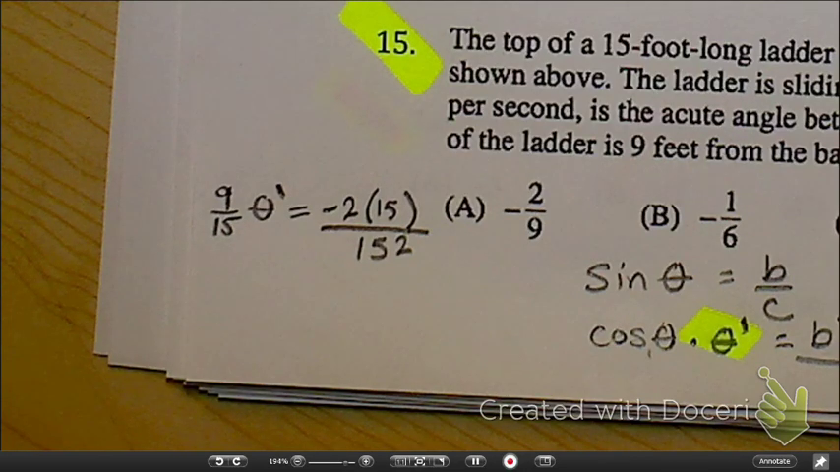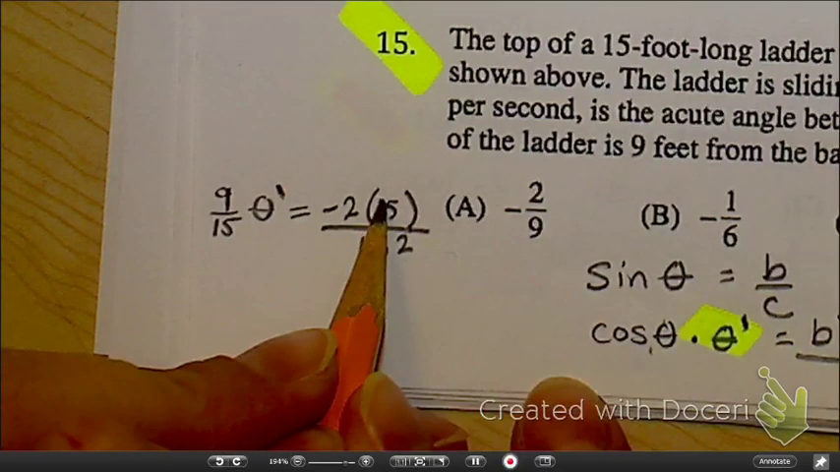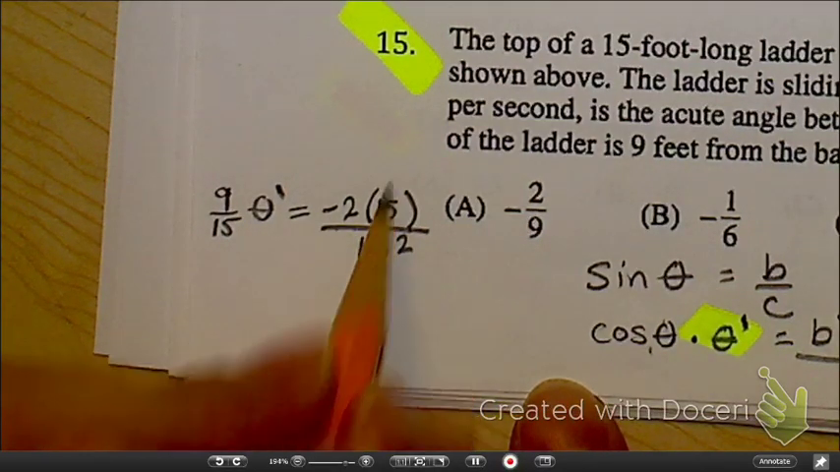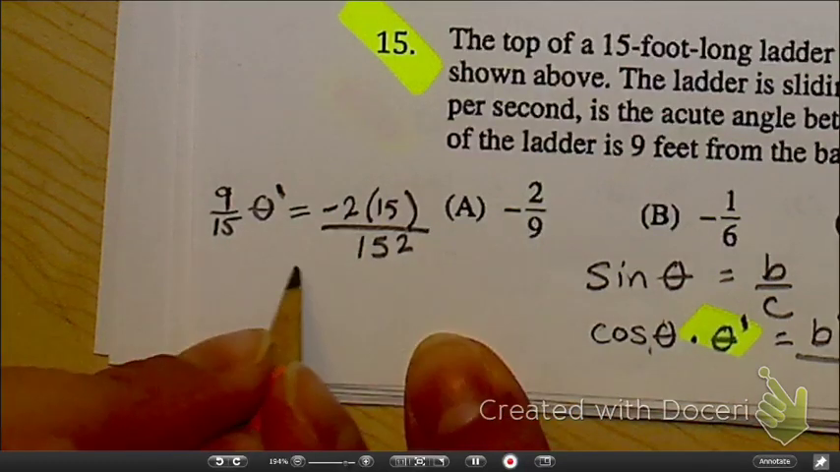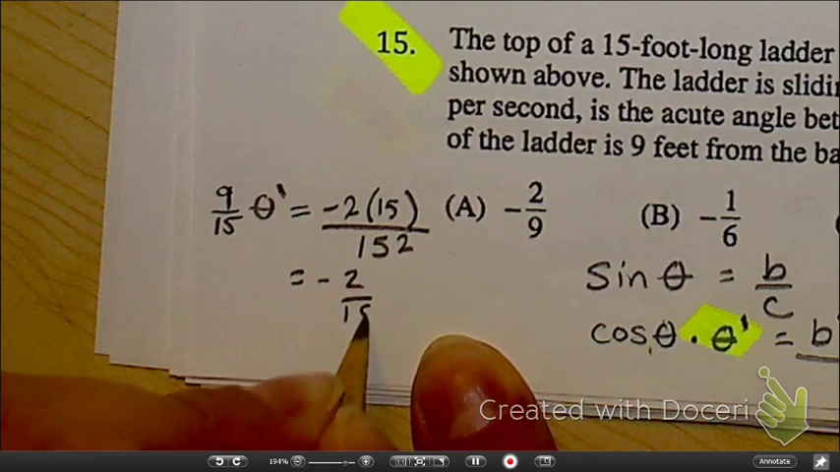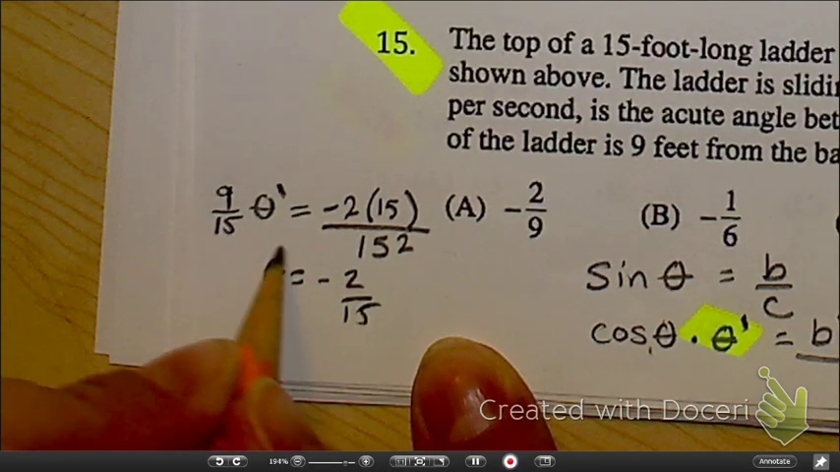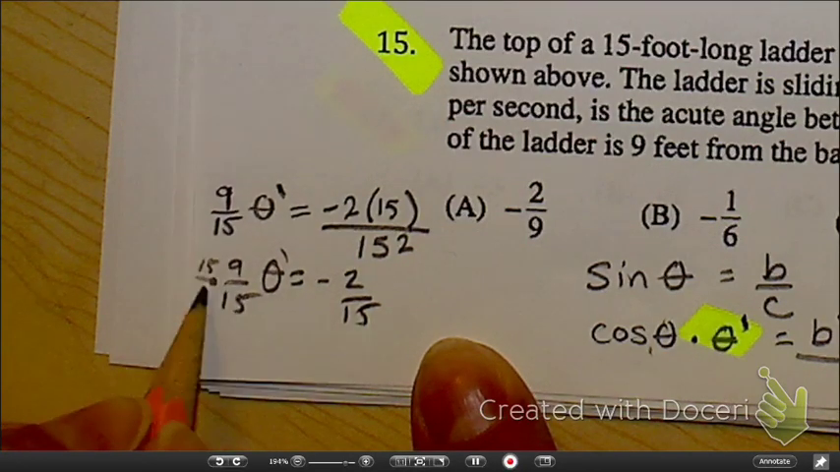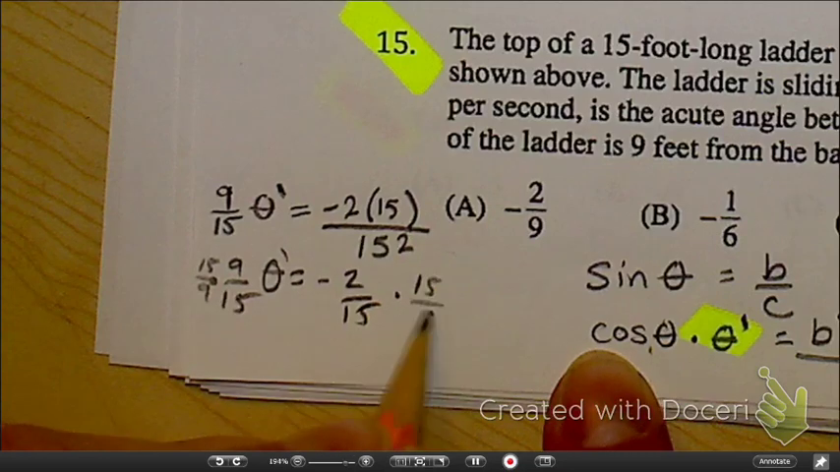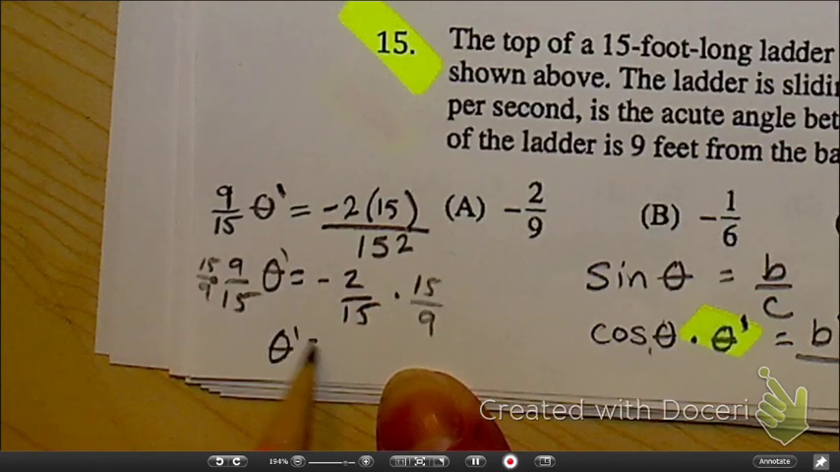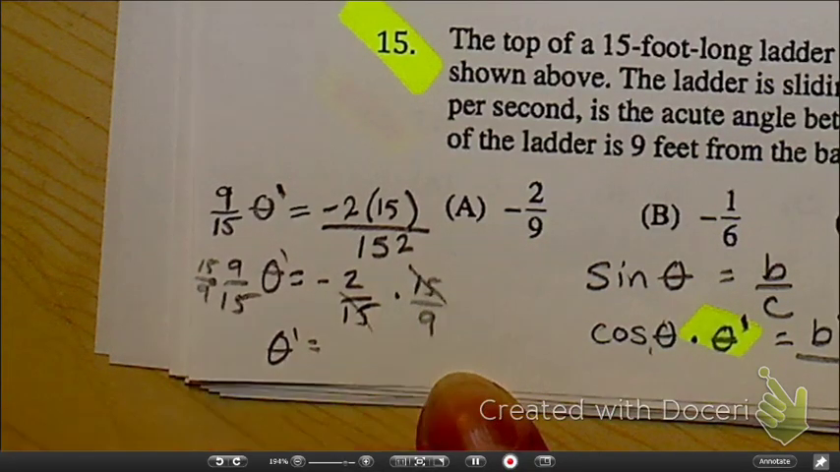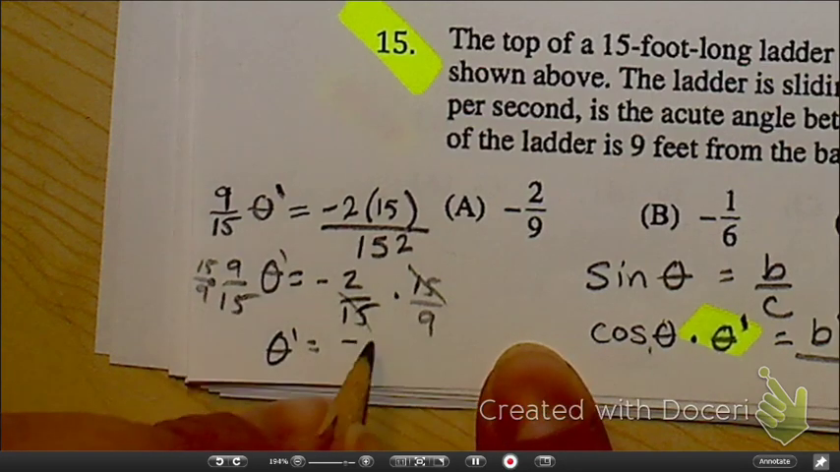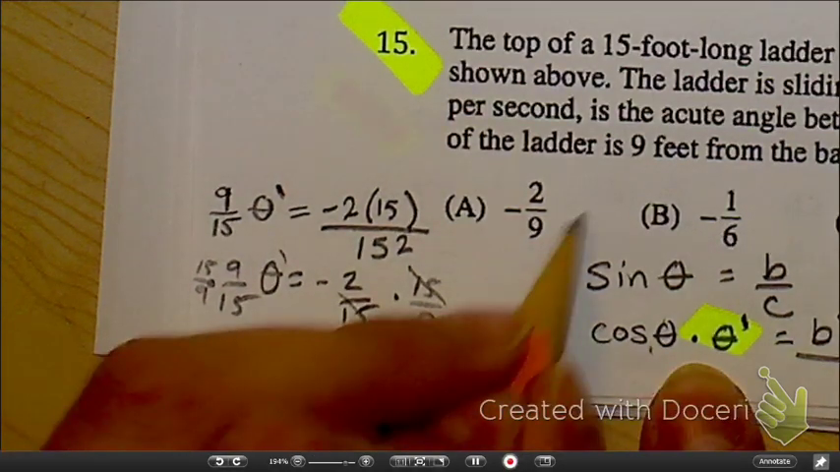So if I go ahead and continue to simplify this, I get -2 times 15 over 15 squared. Well, one of those factors of 15 is going to cancel, so that's just -2 over 15 equals theta prime times 9 over 15. And then if I multiply by the reciprocal on both sides, 15 over 9 times 15 over 9, I get that theta prime is equal to the 15s divide out to make 1, and I'm left with -2/9. Answer choice A.